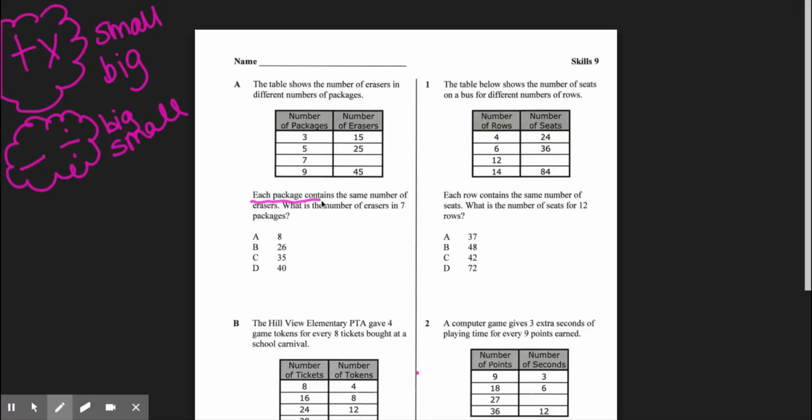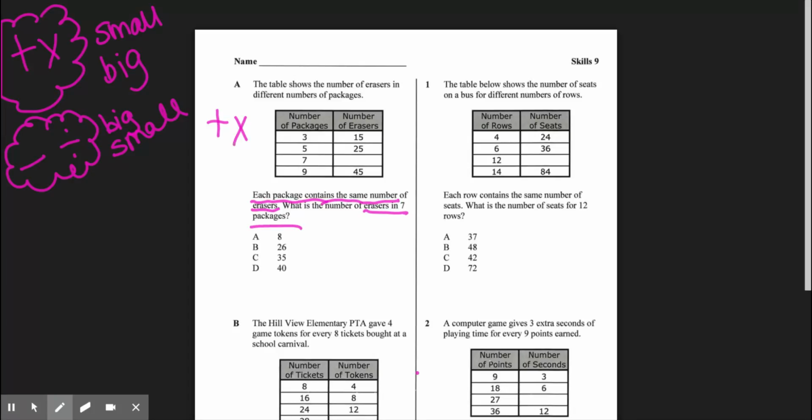So each package contains the same number of erasers. So that tells us that there's a pattern. And we want to know what the number would be in 7 packages. So let's start looking at the table and see if we can figure out the pattern. So we know we're going from 3 to 15, 5 to 25, 9 to 45. So we know that we're going from a small number to a big number, so we are either adding or multiplying.